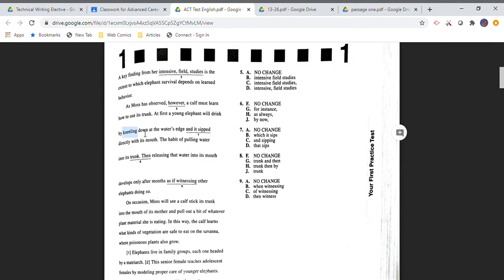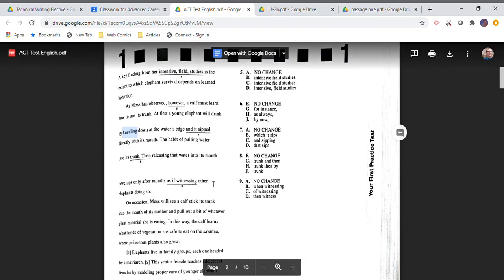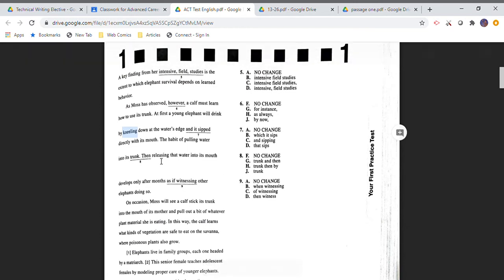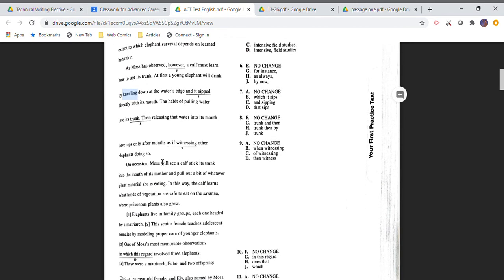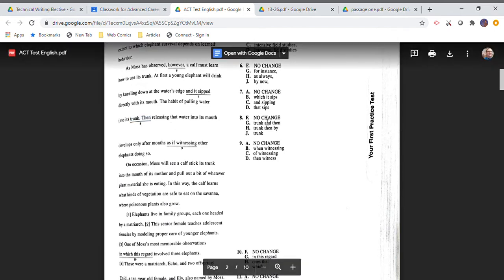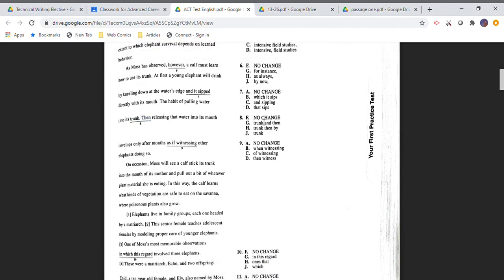Kneeling and sipping. The habit of pulling water into its trunk, then releasing the water into its mouth, develops only after months as if witnessing other elephants doing so. The habit of pulling water into its trunk, then releasing. Okay, so they did a period and a capital T and separated it into 2 separate sentences when it doesn't need to. So this is number 8. We're going to look at 8. Either no trunk, no change, trunk then by, or trunk.